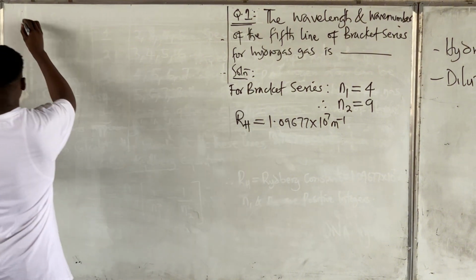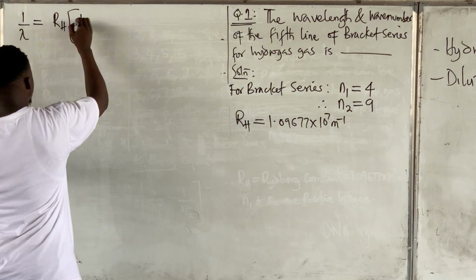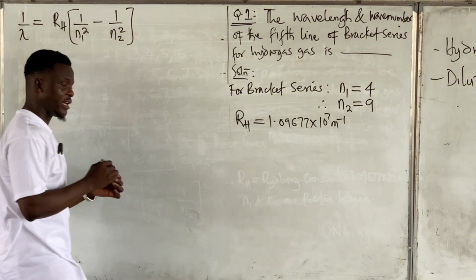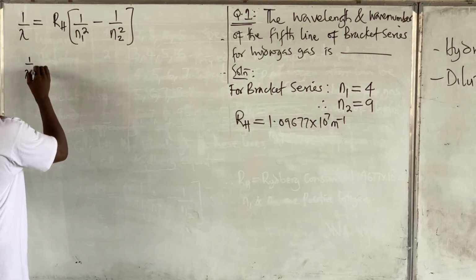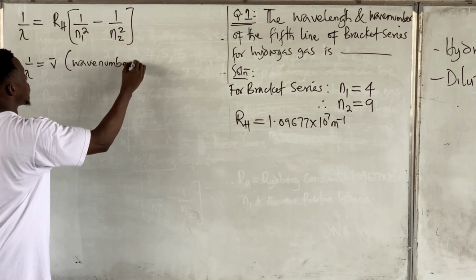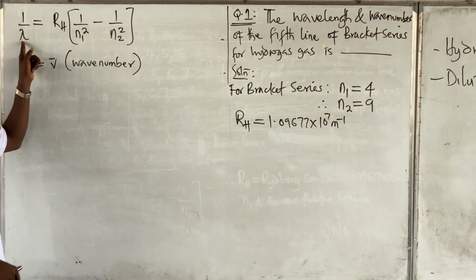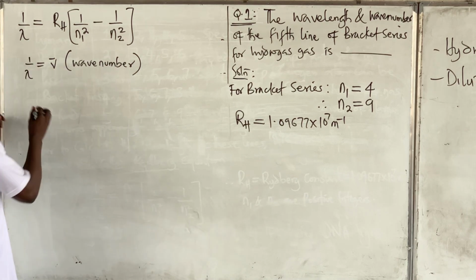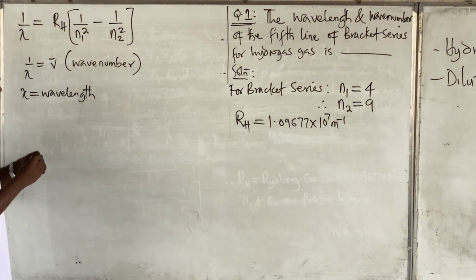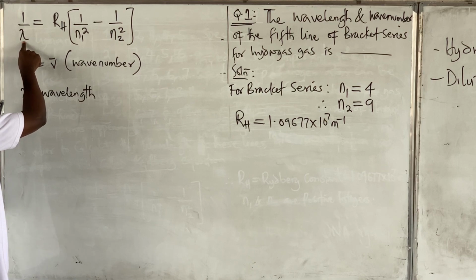So I'll come here, I'll say 1 over lambda is equal to RH, 1 over N1 squared minus 1 over N2 squared. Let me state this categorically: 1 over lambda is the wave number. So if you're asked for the wave number, you don't have to start making this subject of the formula. But if you're asked for the wavelength, whatever you have here, you have to take the reciprocal of that. Do you understand what I just said here?